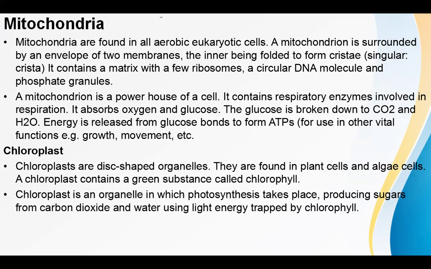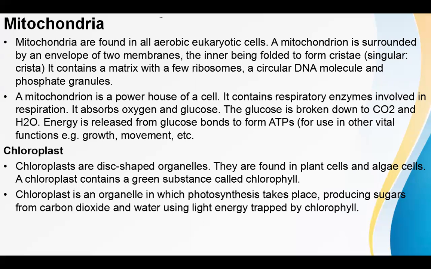Let's see the other one, which is mitochondria. Mitochondria are found in all aerobic eukaryotic cells. A mitochondrion is surrounded by an envelope of two membranes, the inner being folded to form cristae, which in singular is crista. It contains a matrix with a few ribosomes, a circular DNA molecule, and phosphate granules.